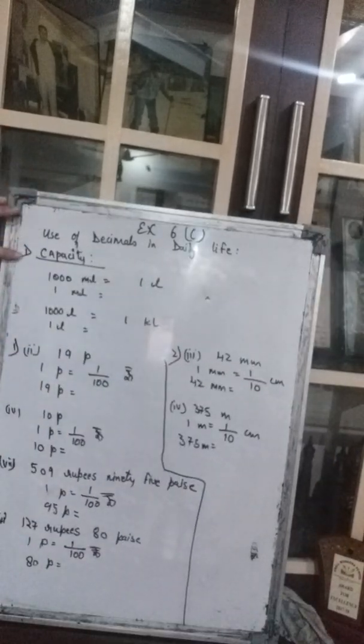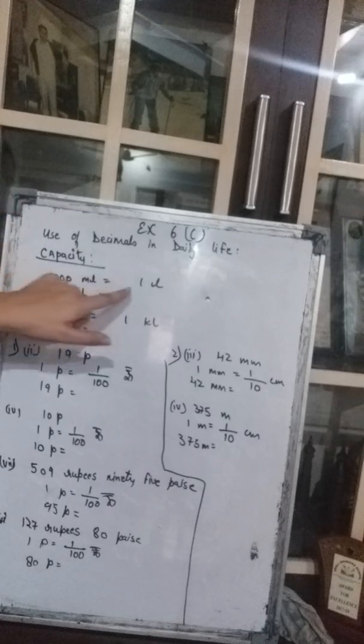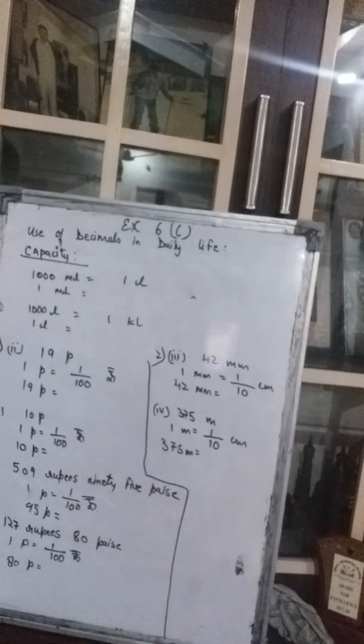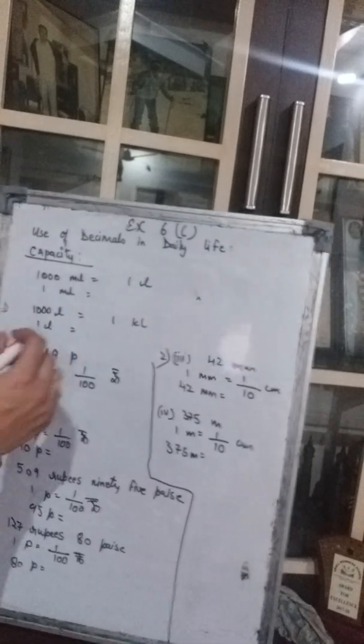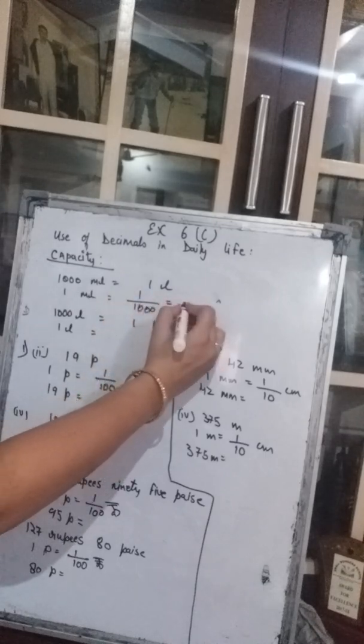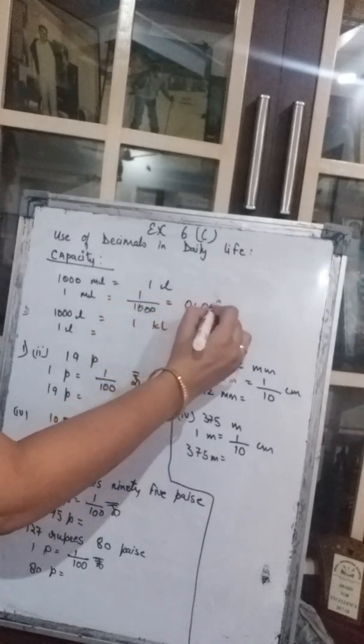Okay, now we come to capacity. Now capacity, you know that 1000 milliliter make 1 liter. So 1 milliliter will make how much liter? So it will be 1 upon 1000. Okay, so that will be 0.001 liter.